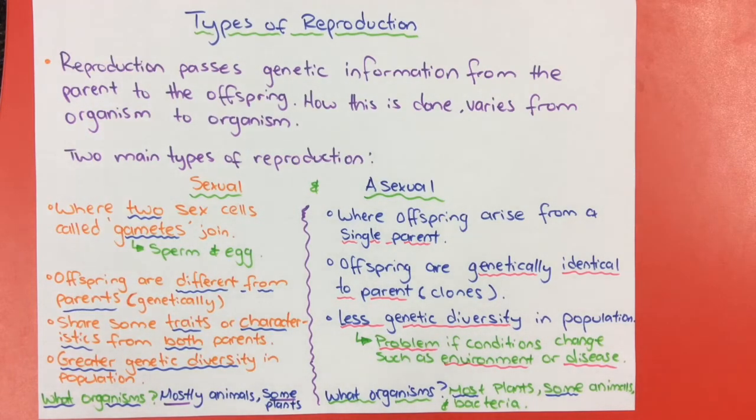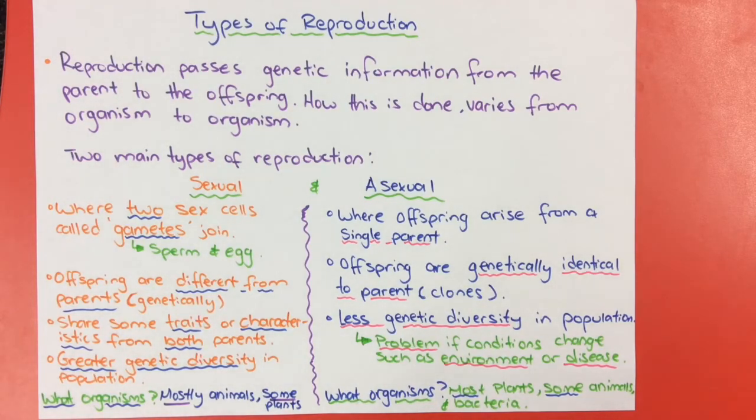You can think of yourself and your parents. You share some traits or characteristics from both of those parents, like eye color, hair color, physical appearance, things like that. They're called traits. So the offspring of an organism that reproduces sexually are quite different from themselves. This creates greater genetic diversity within the population. So that means there is more genetic information for that population.